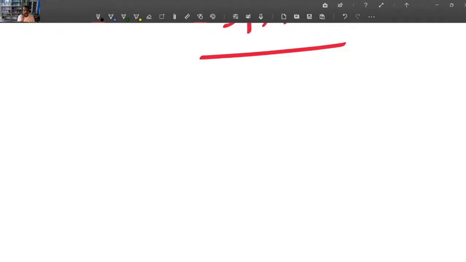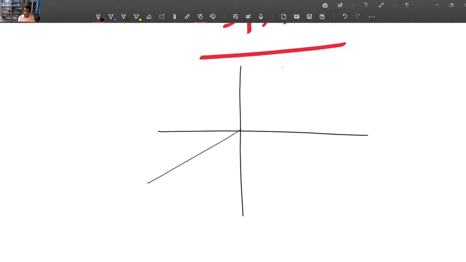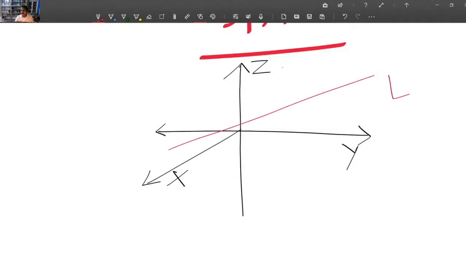The second one is a point on the line. So suppose you have three axes. Remember that you are in three-dimensional space R. You consider a line in space. Suppose this is your x-axis, this is your y-axis, and this is your z-axis. You consider a straight line L like this, and suppose a point P0 is given on the line.